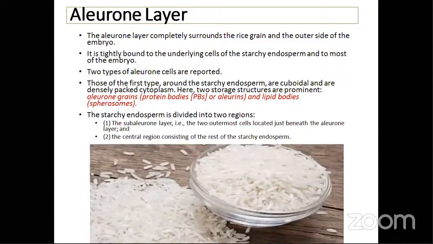And this starchy endosperm is again divided into two regions. One is the subaleurone layer and then there is the central region, which is 90% composed of starch. So that is there.